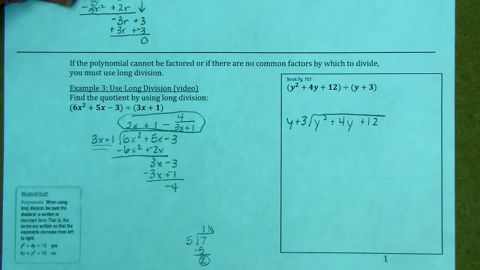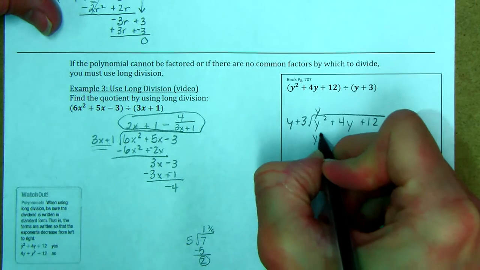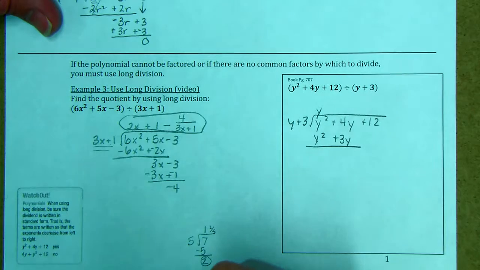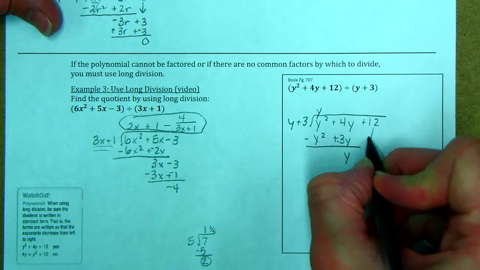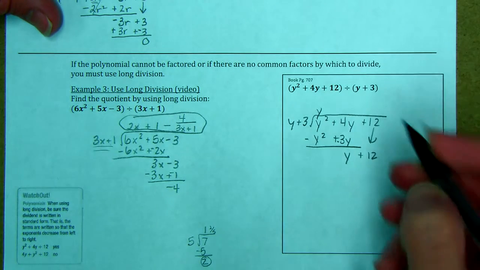All right, so we're going to take this one times y, so we get y squared. Then we get 3y. Subtract, so change the signs, and we have a y left over. Bring down a 12. And then we're just going to take it times 1. So plus 3. Change the signs.